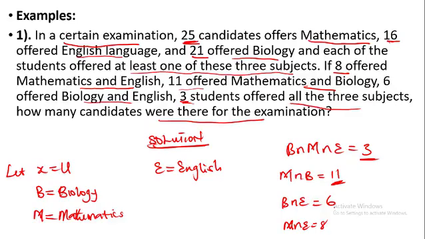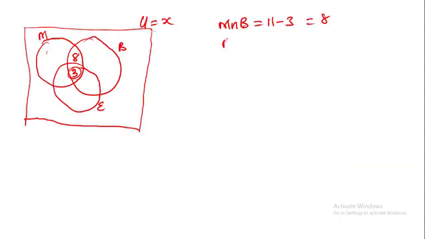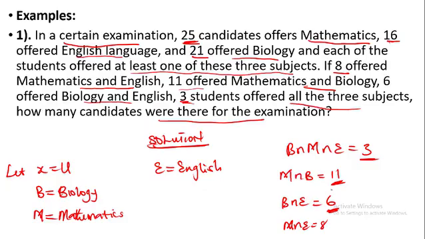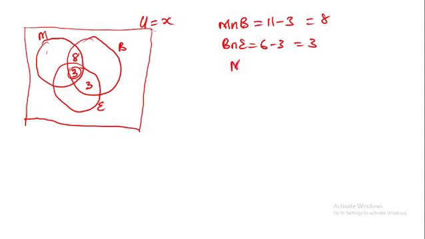We'll have the intersection of B and E to be 6. The intersection of B and E only will then be equal to 6 minus 3, which is 3. So this is B intersection E. We have 3. The intersection of M and E is equal to 8, so M intersection E only is equal to 8 minus 3, which will give us 5. And this is the point where mathematics and English intersect. So we have 5.